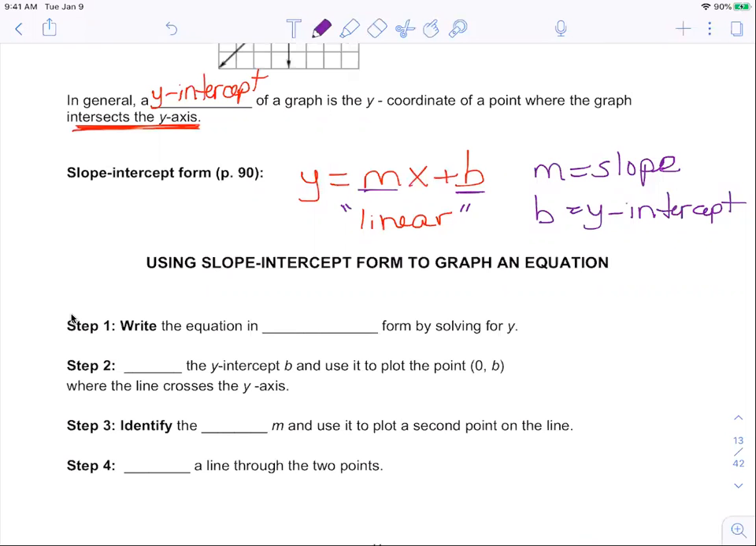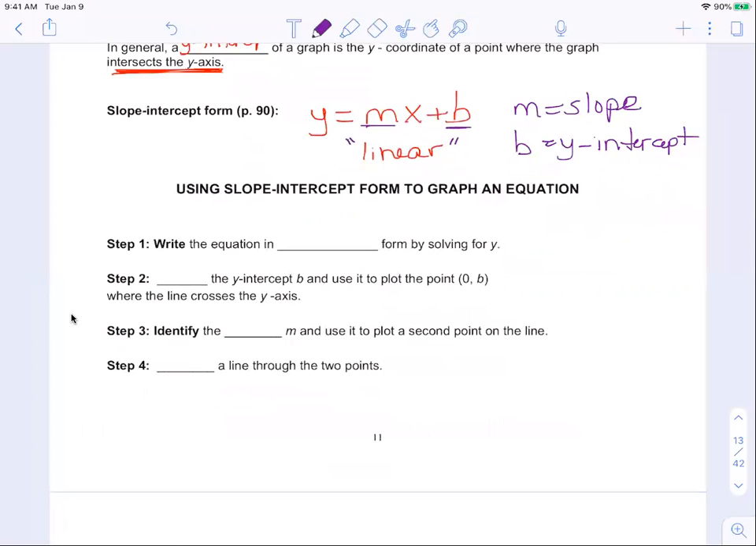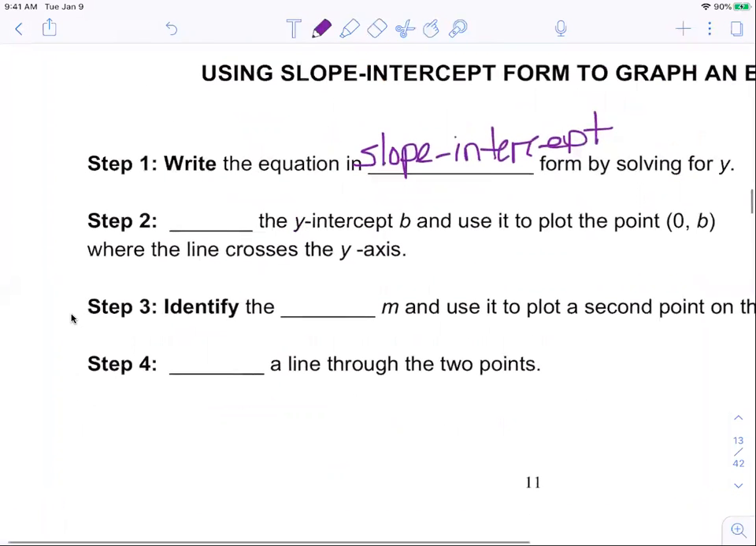So math people, slope-intercept form, literally you have the slope and the intercept in the form of the equation. So we're going to graph a slope-intercept form equation by first writing the equation in slope-intercept form. Sometimes it might not be in y equals mx plus b form, and we might have to change it so that it's in slope-intercept form. The second thing, we're going to find the y-intercept, or the b value, and use it to plot the point (0, b). The reason it's (0, b) is because it's on the y-axis when the x value is 0.